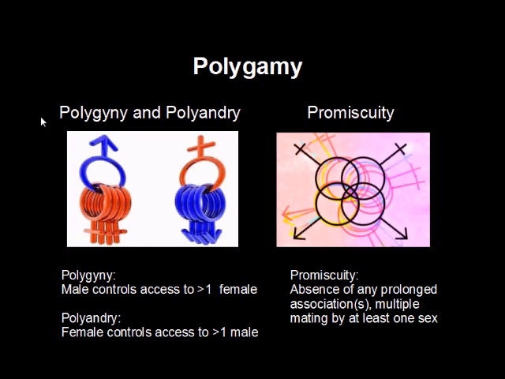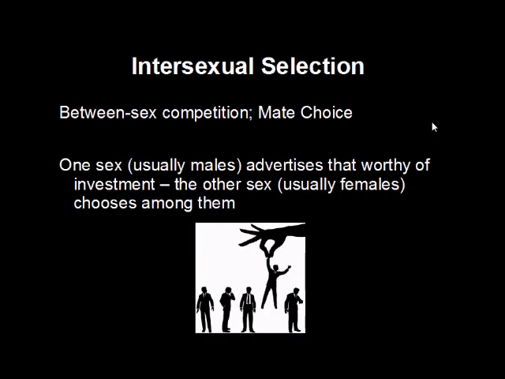Okay, so then there's also promiscuity. That's basically everything thrown in together, where you don't have prolonged associations with your mate, or possibly you have multiple mating by at least one sex. That comes under the category of promiscuity. So, in sexual selection, there are two different types. You have intersexual selection, and you have intrasexual selection.